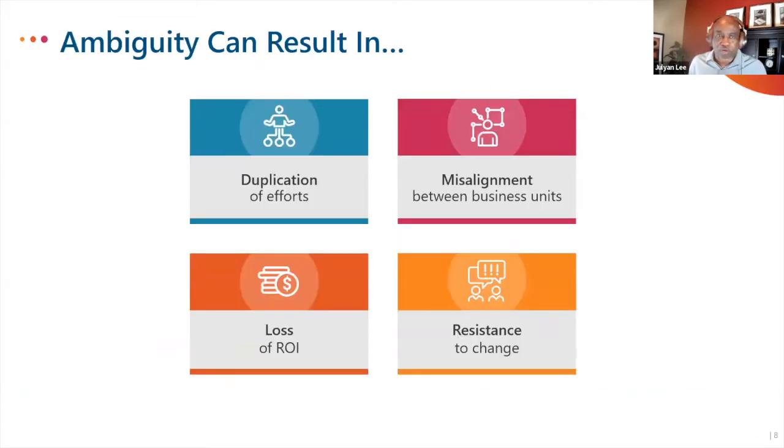So what can ambiguity result in? If you have duplication of efforts, obviously that's going to affect your bottom line output of what you're trying to accomplish. Julyan, I'd love to chime in here if you don't mind.